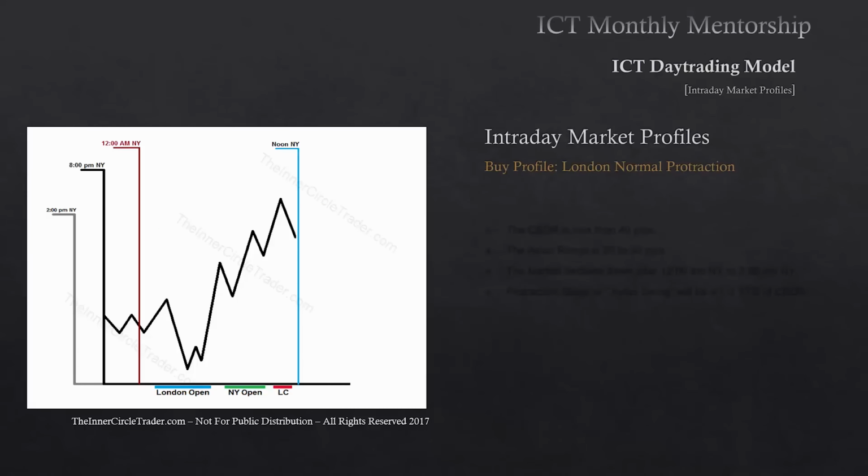Now we're going to look at the buy profiles. Now this is the one I like to trade when I'm looking to buy in the London session. This is the London normal protraction stage. Central bank dealers range, again, is going to be less than 40 pips. The Asian range is 20 to 30 pips, again, a narrow consolidation.